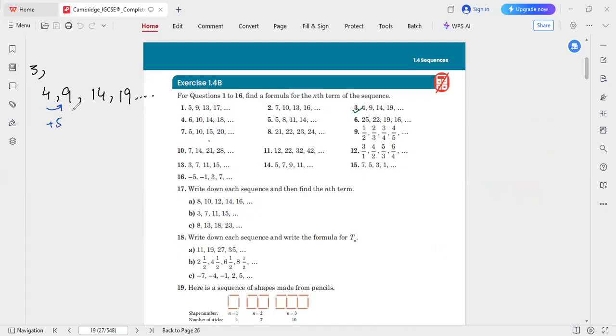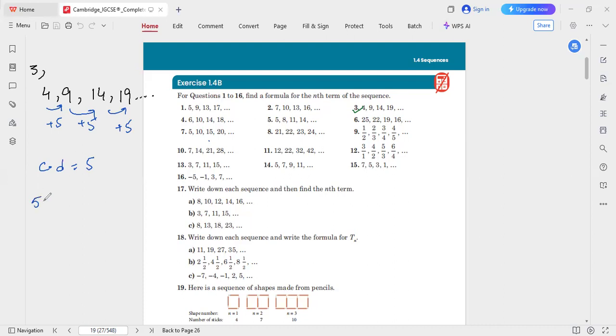We need to add 5 to get 9. In 9 as well, if we need to check that, we need to add 5 again to get the next term. And in 14 as well, we will be adding 5 to get 19. So that means the common difference is 5. Adding 5 each time, we are getting the next term.